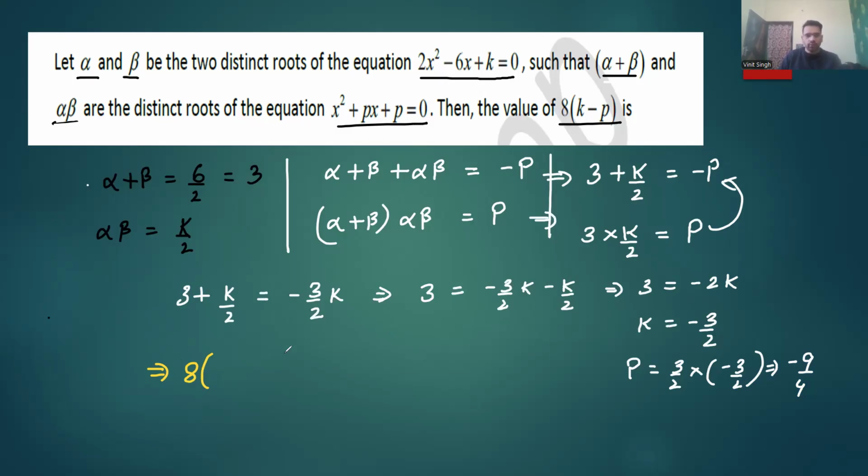8k, k is minus 3 by 2, minus p, which is equal to plus 9 by 4. Here 8 into 9 minus 6, which is equal to 3 by 4. So the answer will be 6. Now the answer of 8k minus p is equal to 6.